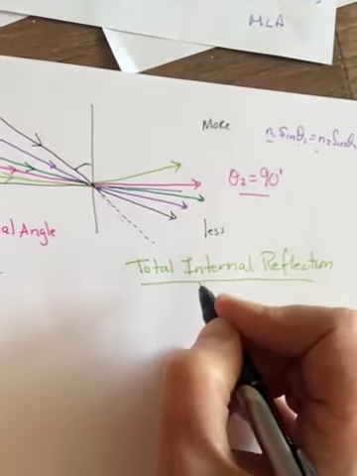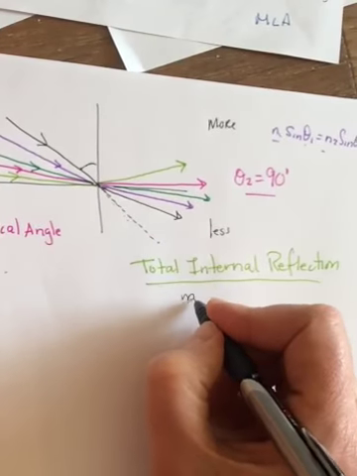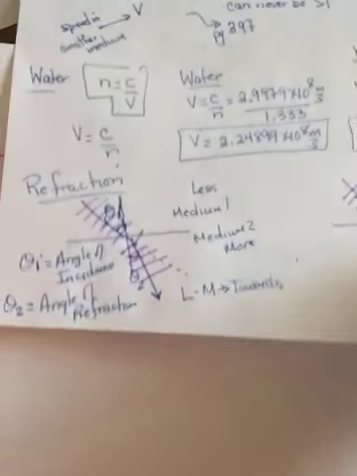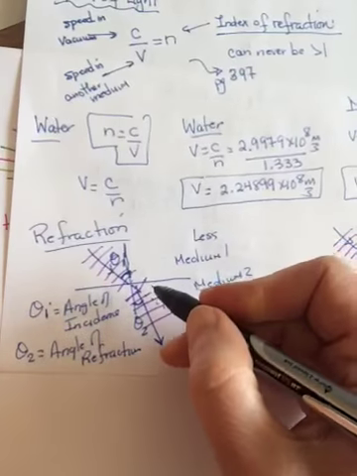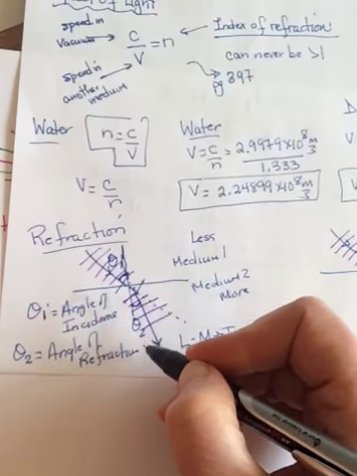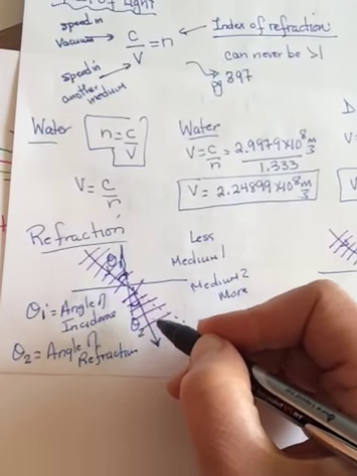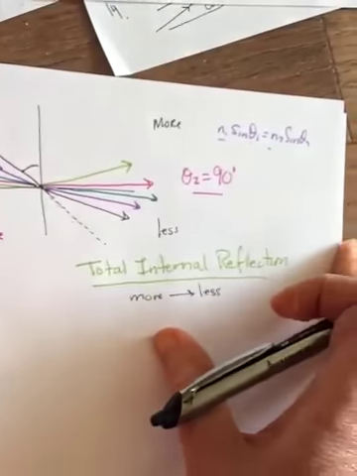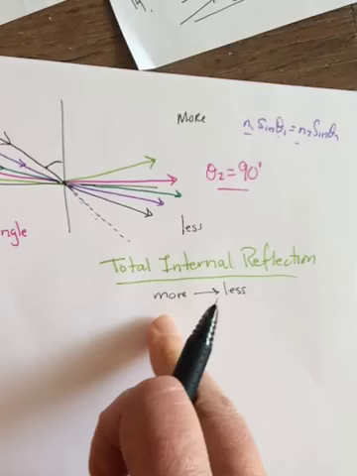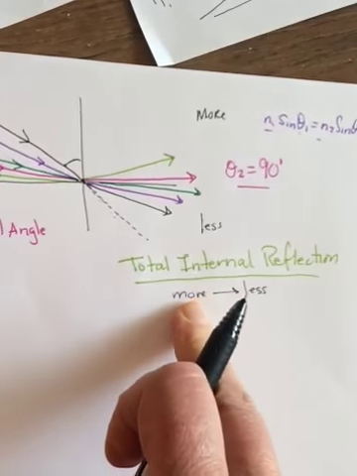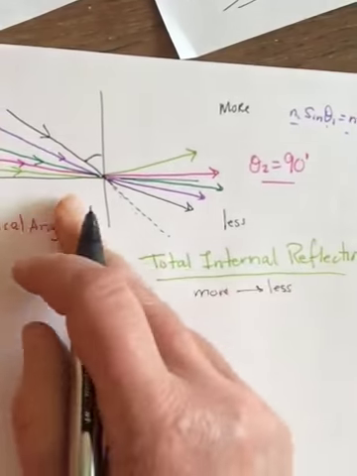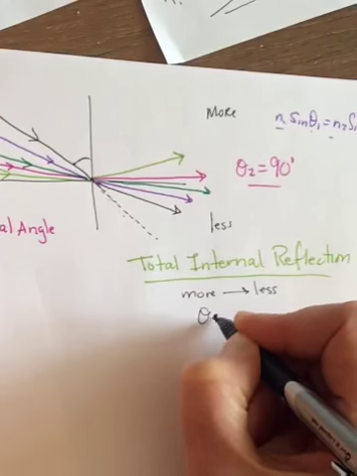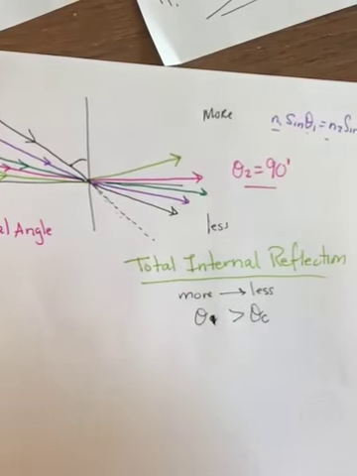Okay, now for this to occur, you have to always be going from more dense to less dense. This can't occur if you're going from less dense to more dense, because this refracted ray is bending away from the normal, right? It's never going to be up here on the surface because it's bending down. Okay, so it always has to be going from more dense to less dense, and it has to strike the boundary at an angle greater than the critical angle. So theta 1 has to be greater than theta c.